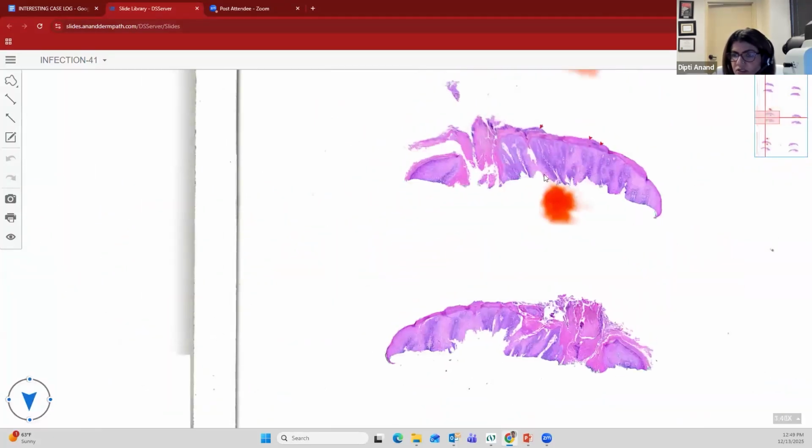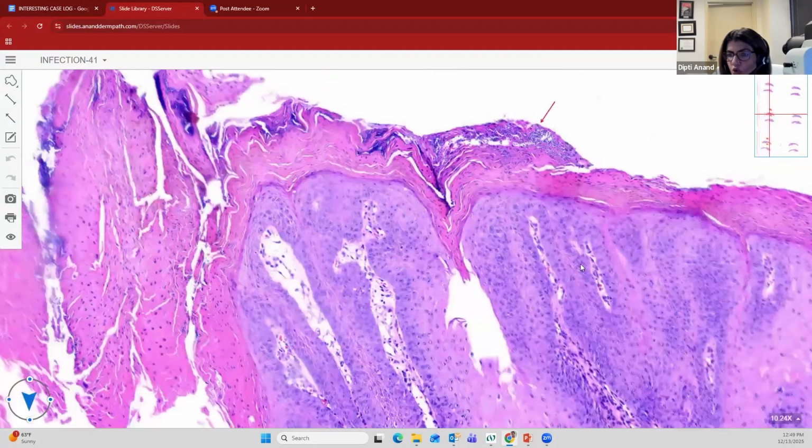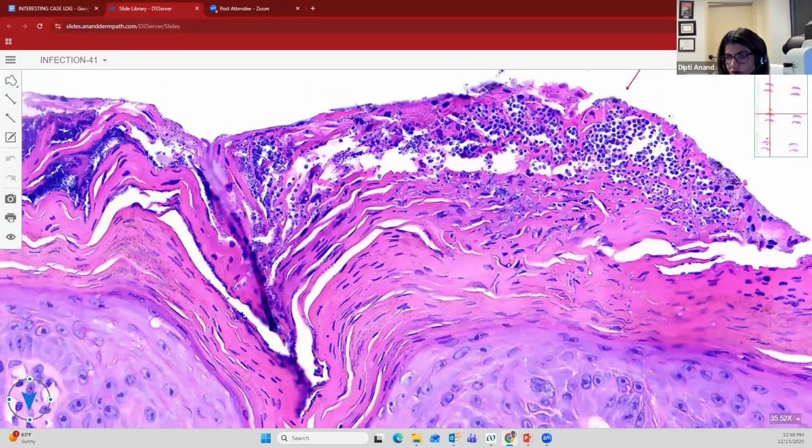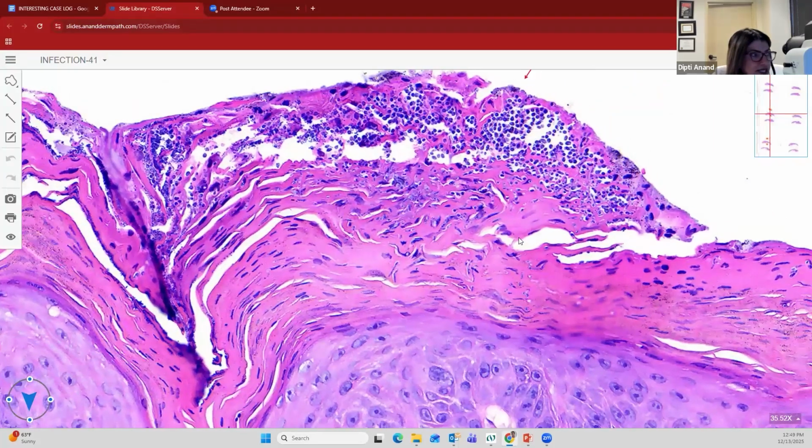And when you see the spores on the top, that's like pathognomonic. You can see these spores and you can see the organisms perpendicular to it. So that is all candidiasis. So that is verrucous candidiasis. Okay. So that is about your superficial fungal infection.